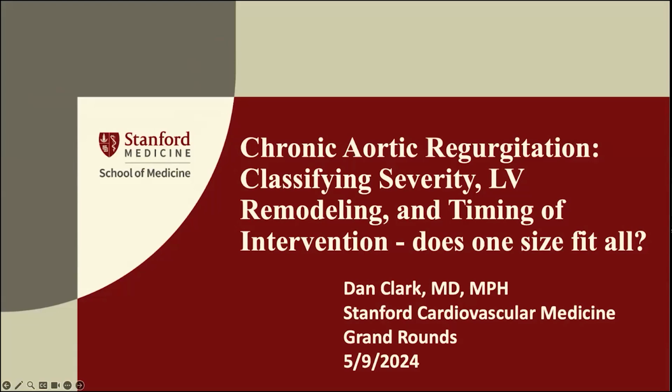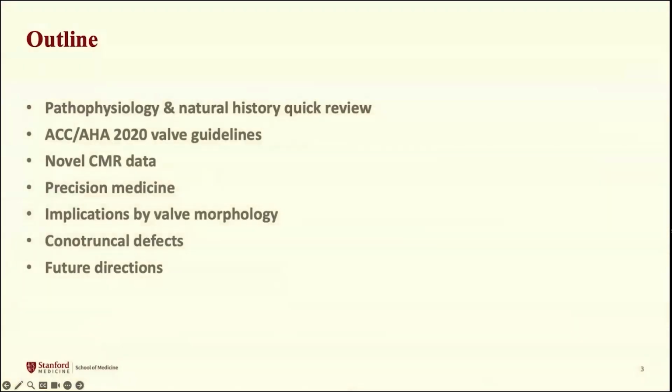So as you can see, I will be talking about chronic aortic regurgitation, classifying severity, LV remodeling, and timing of intervention. Does one size fit all? I have no disclosures. So just as a way of an outline, we'll start off by talking about the pathophysiology and natural history of aortic regurgitation.